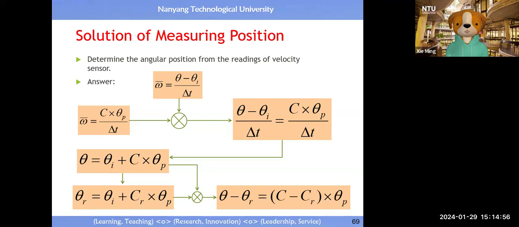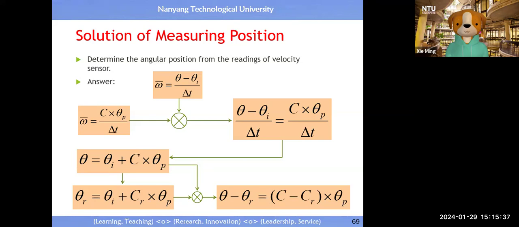The mathematics involved for us to compute the position is here. You start with the first two equations. The first one: omega bar equals C times theta P. This is the measurement equation, so you can compute the average angular velocity. Mathematically, average angular velocity is equal to theta minus theta I, where theta I is the initial position and theta is the actual position, then divided by delta T, right? This is a pure mathematical relationship, the definition of average angular velocity.